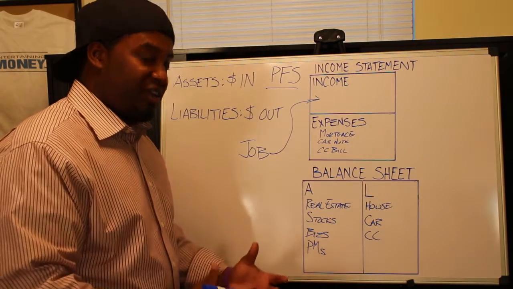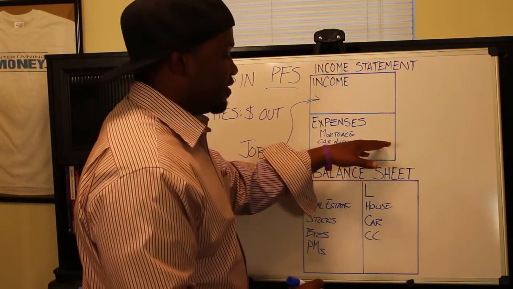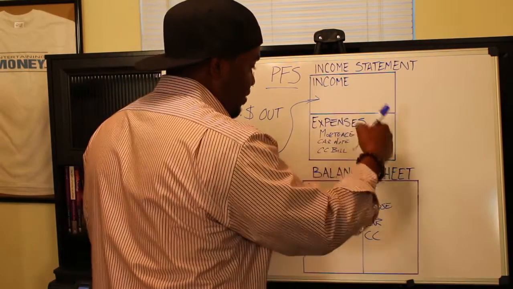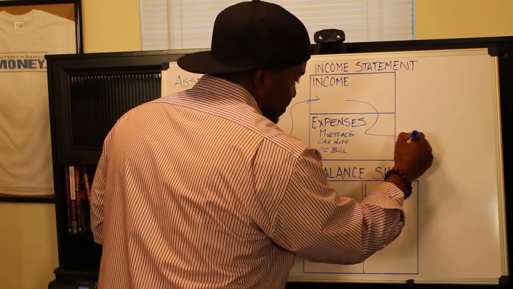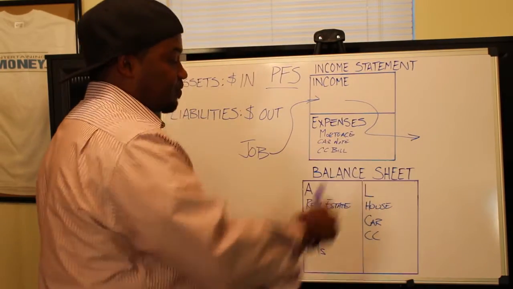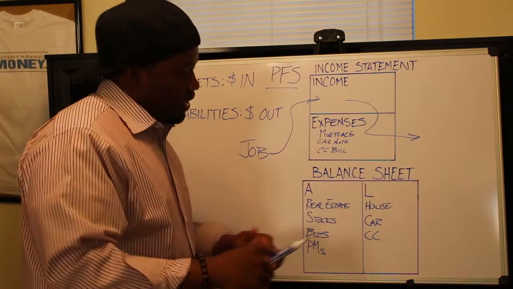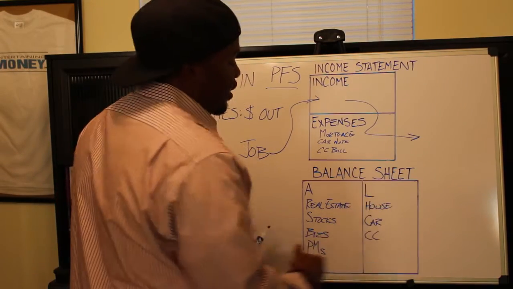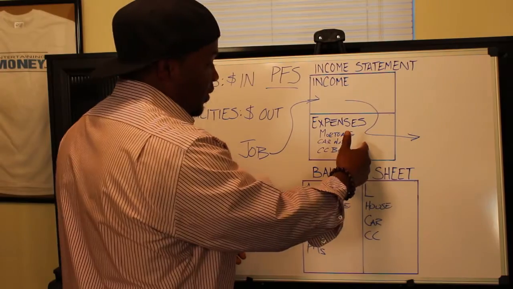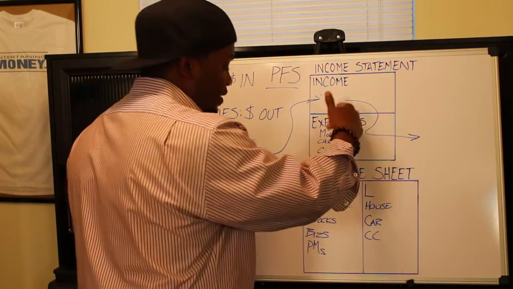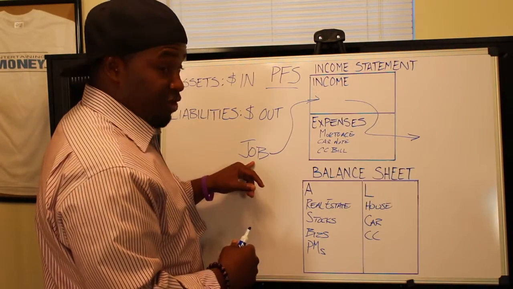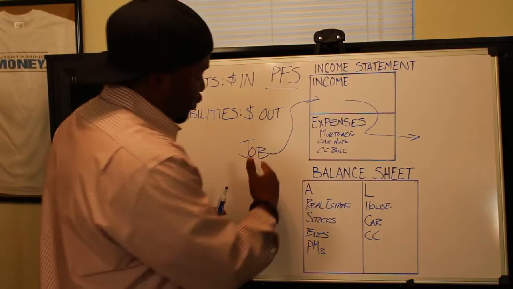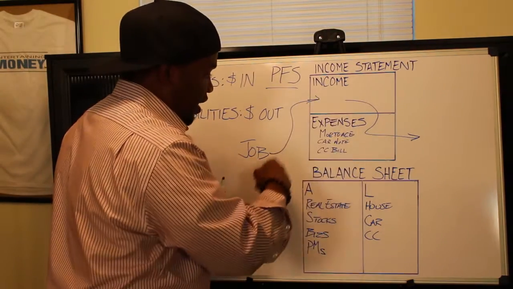For the average American, your expenses are taken care of from income from your job. So income goes out like that through your expense column. So the major thing here is your liabilities create the expenses, which essentially eat away at your income, which you earn from a job.